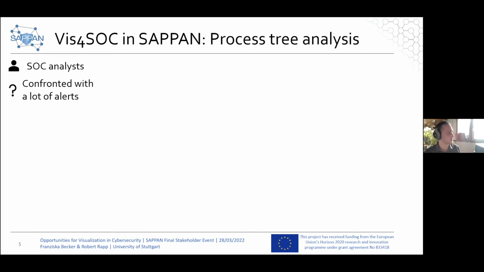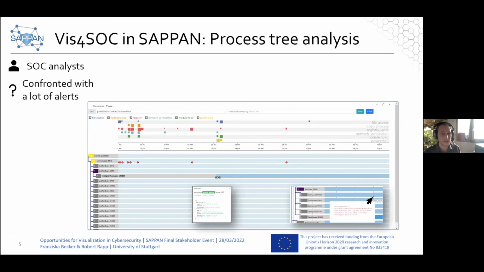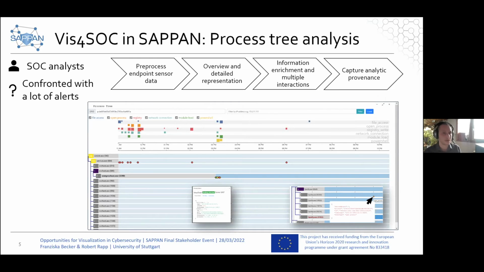And to get more into detail regarding our process tree analysis, one of the visualizations we have: as a user, the SOC analyst is confronted with a lot of alerts, as Misha also mentioned, and therefore we just try to make the data accessible. So we need to pre-process endpoint and sensor data first, reconstruct a hierarchy of what was collected by such a sensor, then providing a person an overview, like you can see it here. We have all different activities, and we have a time bar where you can see when different activities occur.